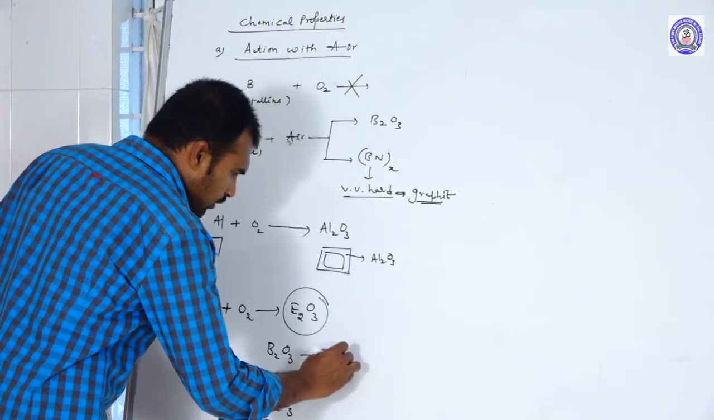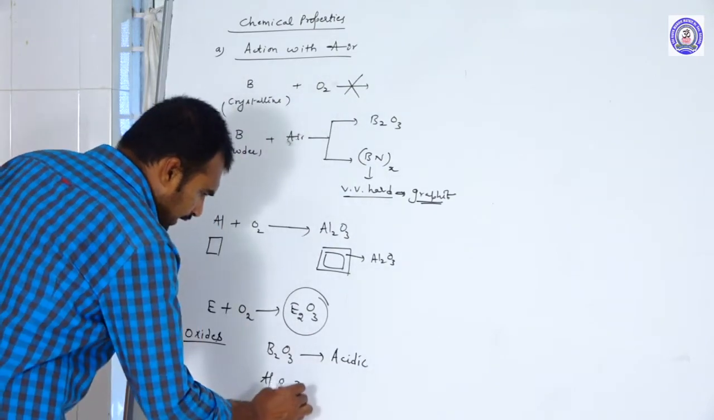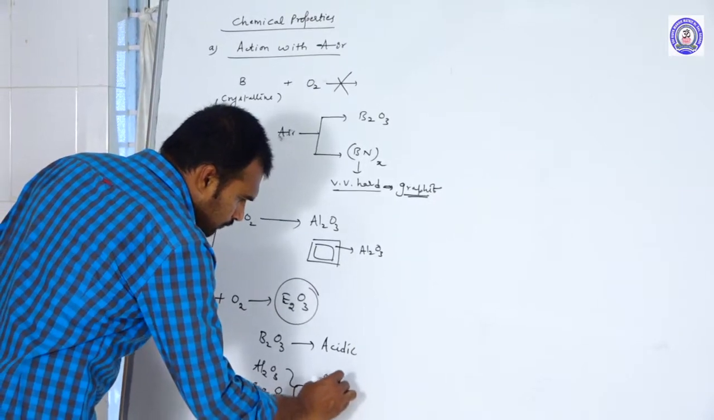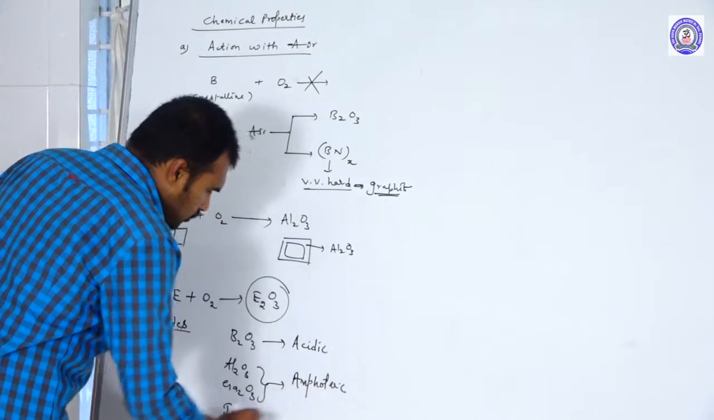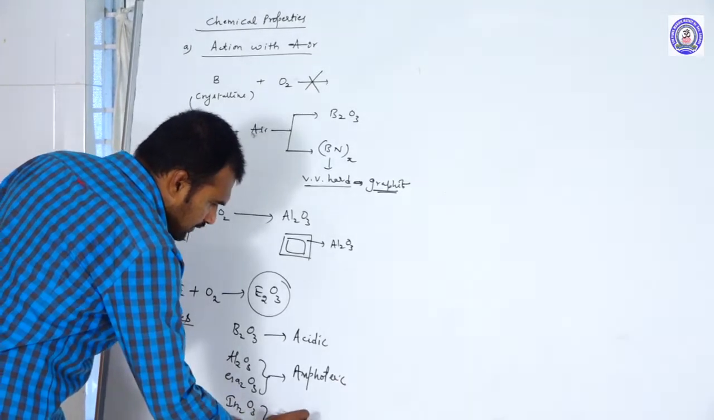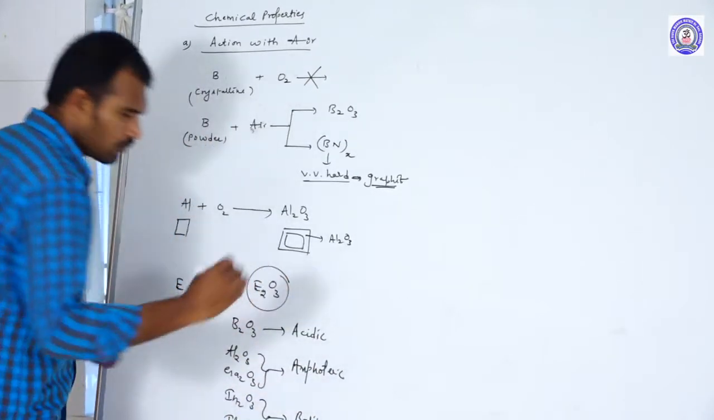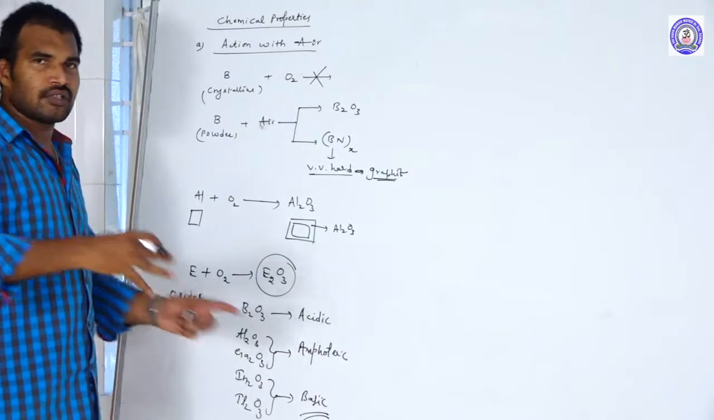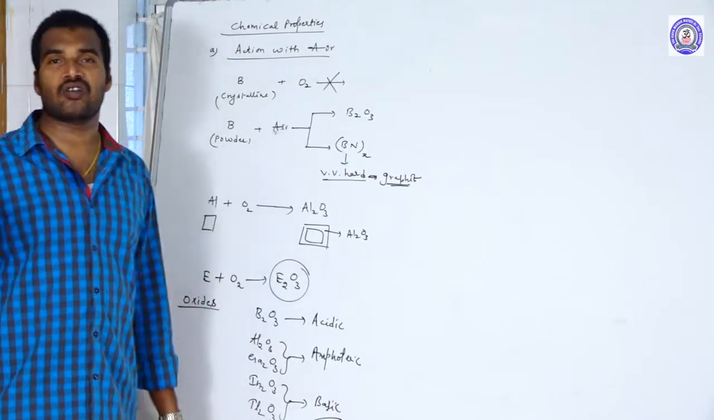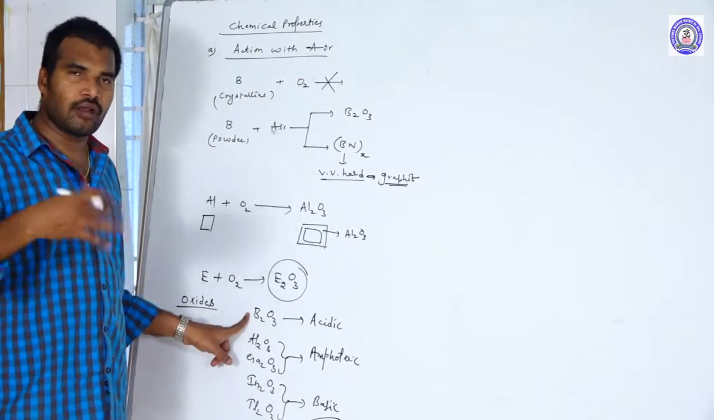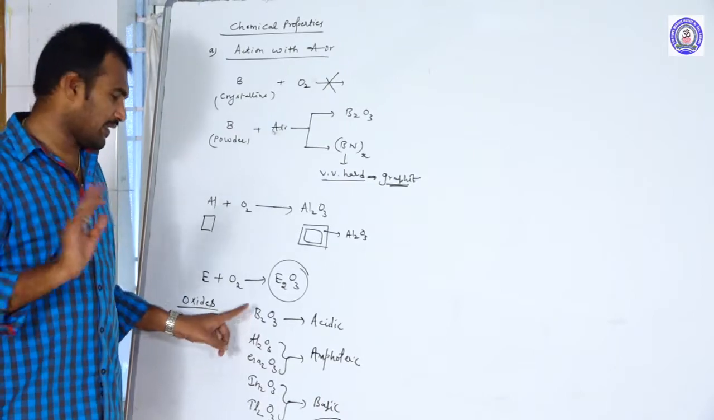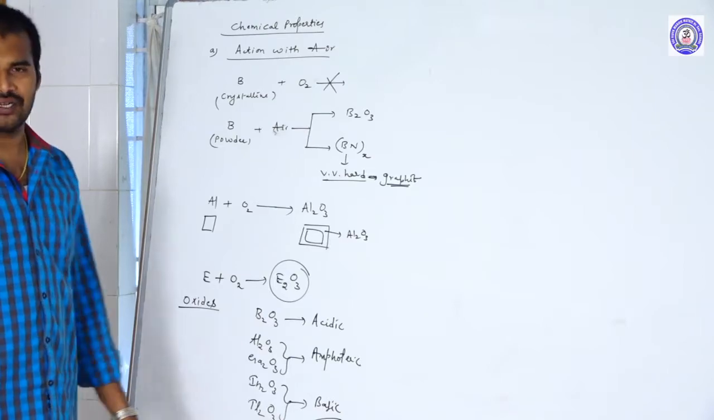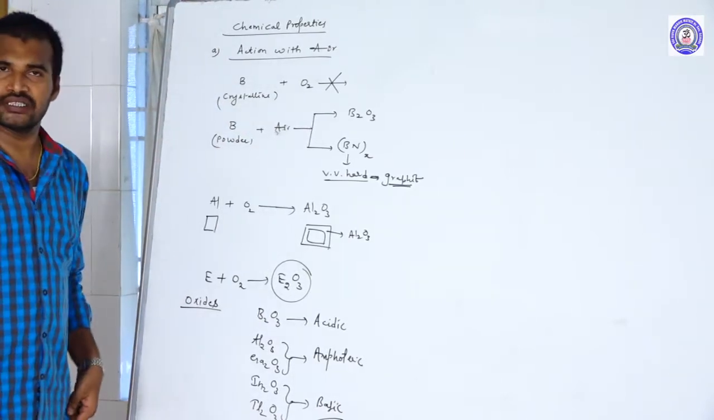So what is its nature? It is acidic in nature. Whereas the next two, alumina and gallium oxide, are amphoteric in nature, and the next two are basic in nature. This is the nature of these oxides, and if you dissolve them in water, they give their corresponding hydroxides. B2O3 on hydrolysis gives boric acid, Al2O3 on hydrolysis gives aluminium hydroxide, and like this they give their corresponding hydroxides. So this is about the reaction with air.